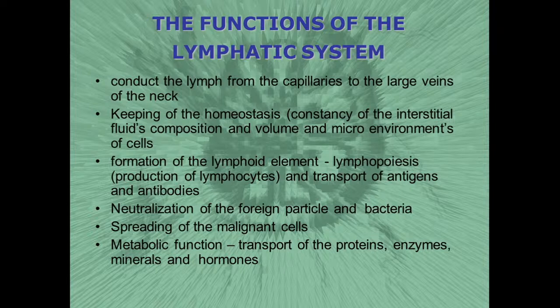The next function is the formation of lymphoid elements, in one word, lymphopoiesis: the production of lymphocytes, and the transport of antigens and antibodies. The next function is the neutralization of foreign particles and bacteria. That's why we're talking about the lymphatic and immune system together, because these two systems are very close to each other.